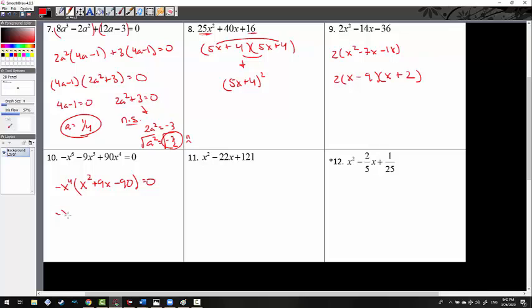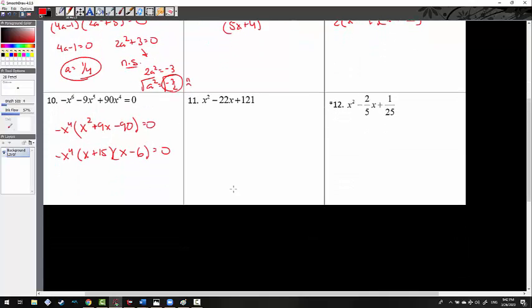And again, the sign's changed because I factored out a negative version. So from here, negative x to the 4th, and these guys are going to factor, it looks like x plus 15 and x minus 6 is going to be our combo there. And so from here, negative x to the 4th equals 0, x plus 15 equals 0, and x minus 6 equals 0. So x equals 0, negative 15, and 6.